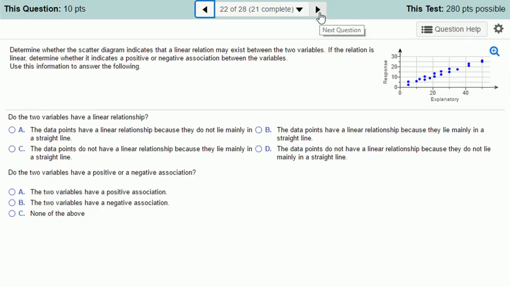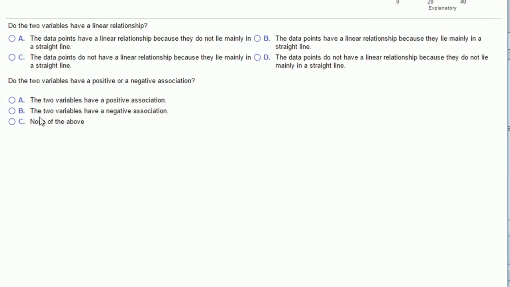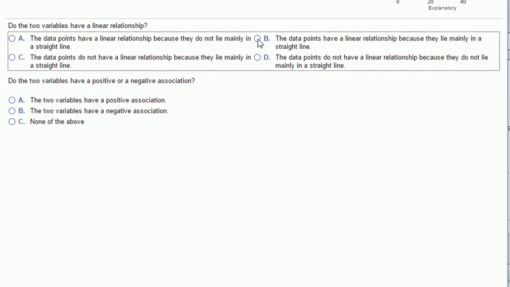Determine whether the scatter diagram indicates that a linear relationship may exist between two variables. If the relationship is linear, determine whether it indicates positive or negative association. Well, I would say just from looking at this, it looks very, very strong. That's what a very strong positive correlation looks like. So I would say the data points have a linear relationship because they lie mainly in a straight line. So where's that choice? The data points have a linear relationship because they lie mainly in a straight line.